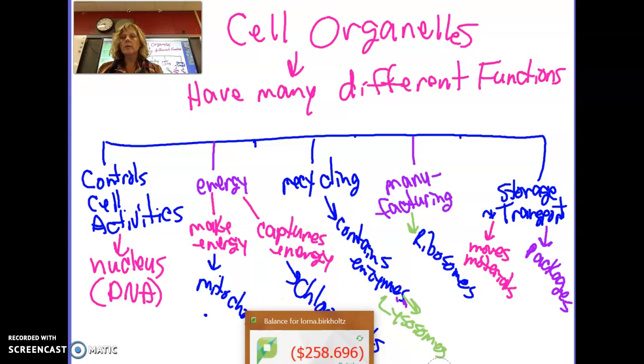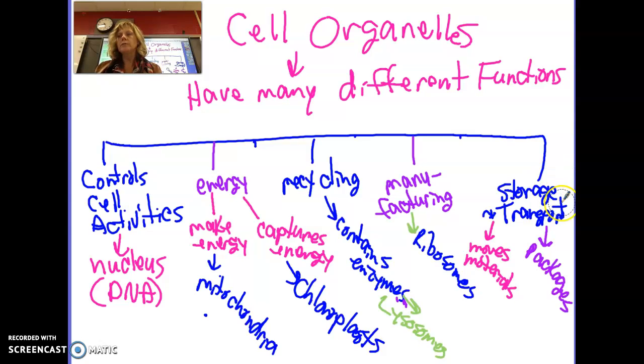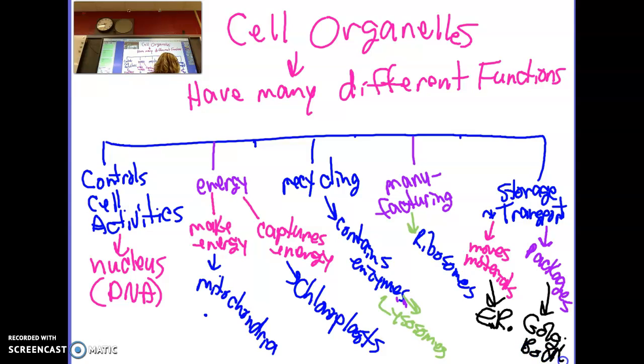Moving things around, we talked about that intracellular highway, if you will. That would be the ER, which we call the endoplasmic reticulum, and then packaging things up. Golgi bodies or Golgi apparatus, same thing. You'll see them either way. So the Golgi bodies are packaging things up in those nice little vesicles, and then vesicles are the actual package.